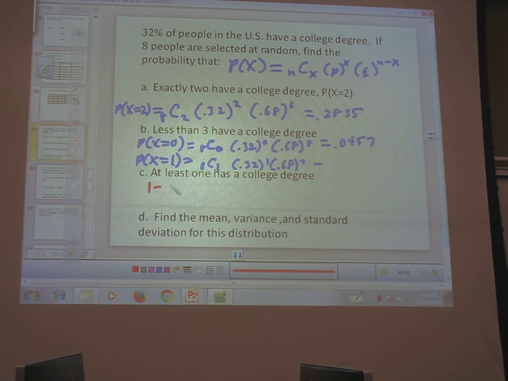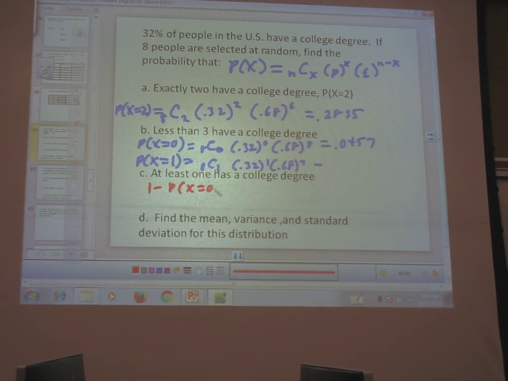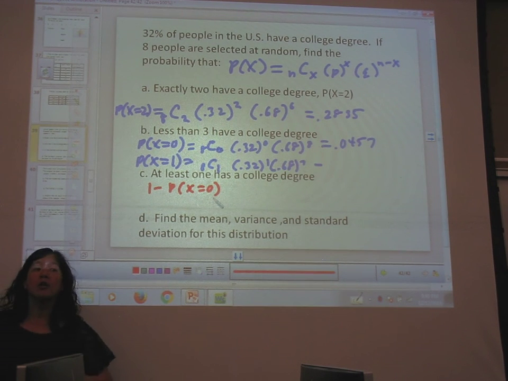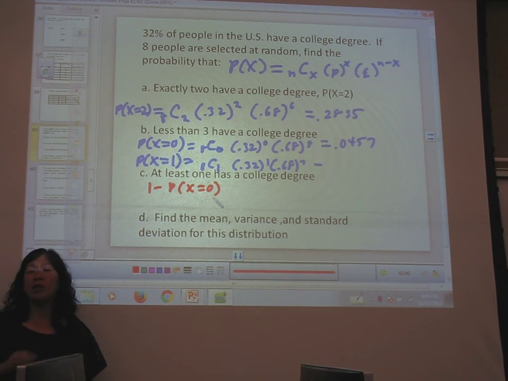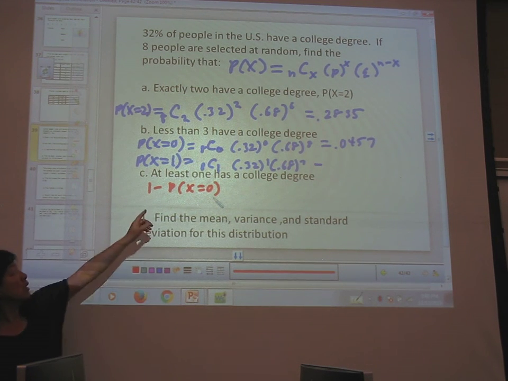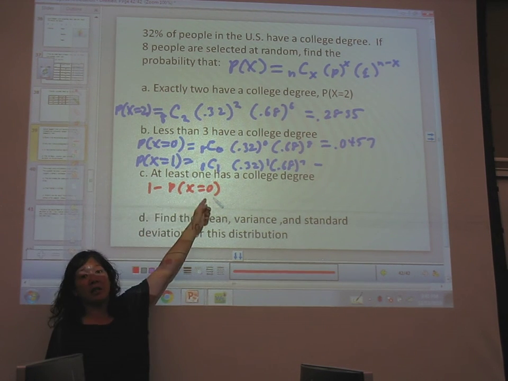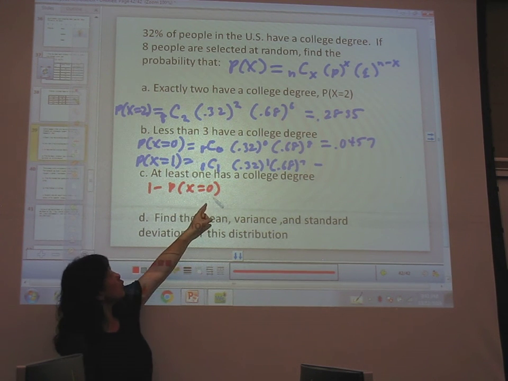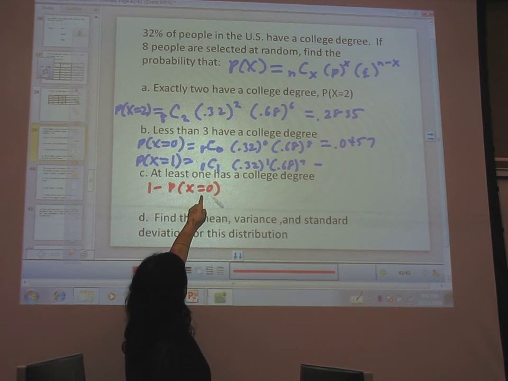1 minus the probability that x is 0. Right, at least one. Remember, either I have at least one sibling or I have no siblings. So the complement of at least one is none. So 1 minus the probability of none, x is 0. No successes at all. So do I already know the probability of x is 0?